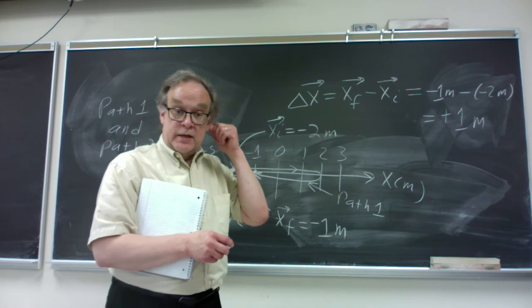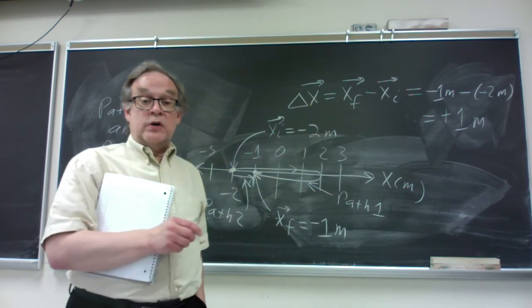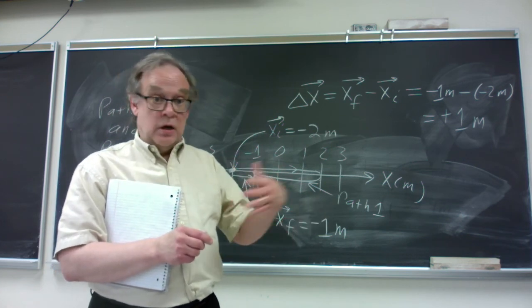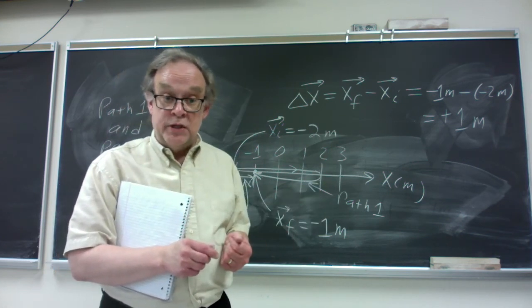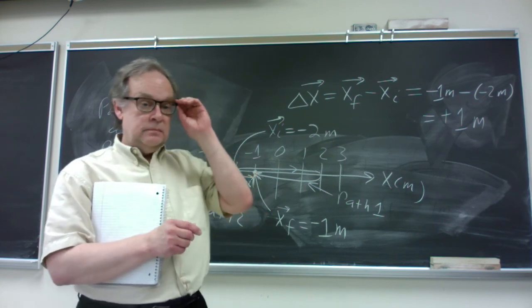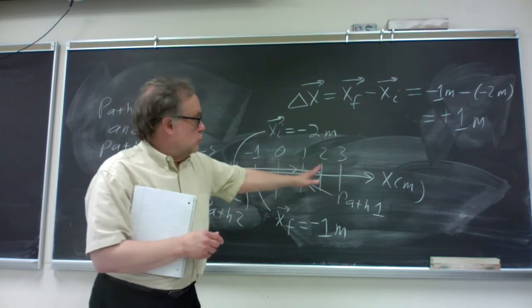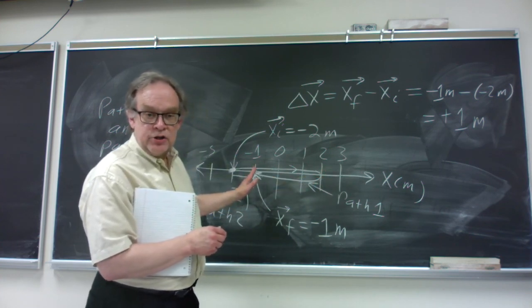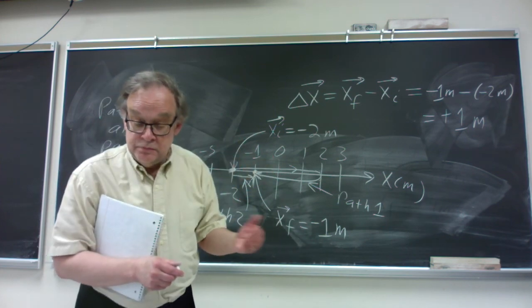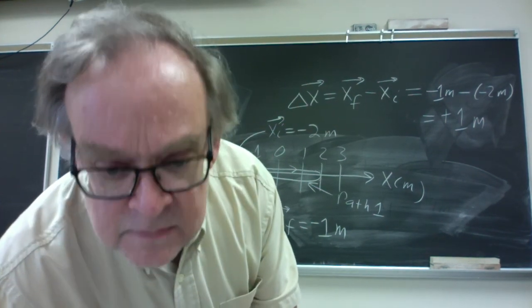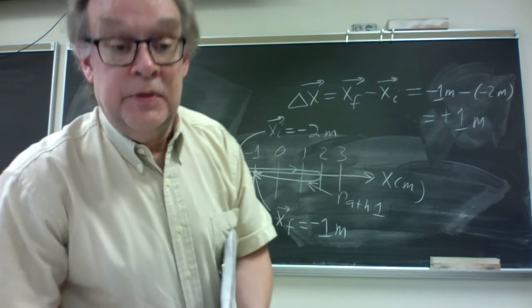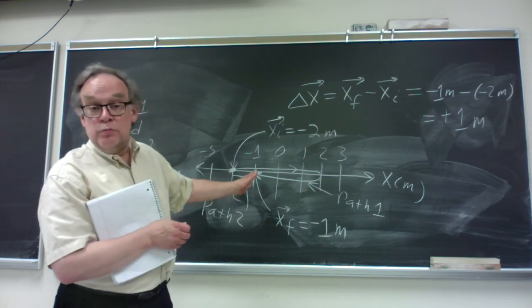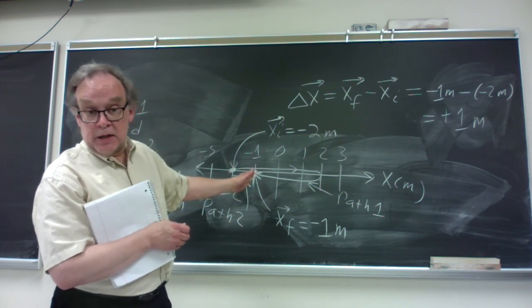The moral of the story is that a change of location vector or displacement vector tells you only the net result of all the movement that took place between the start and the finish. There was a lot of movement in path 1. There was a lot of movement in the positive direction plus a lot of movement in the negative direction, but the net result was only a movement of 1 meter in the positive direction.